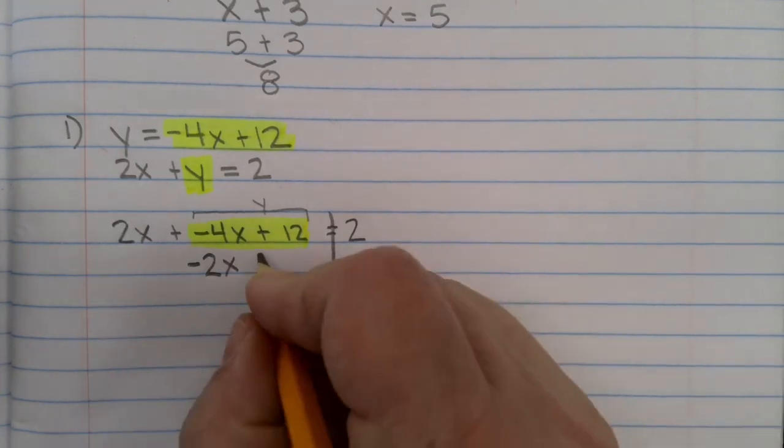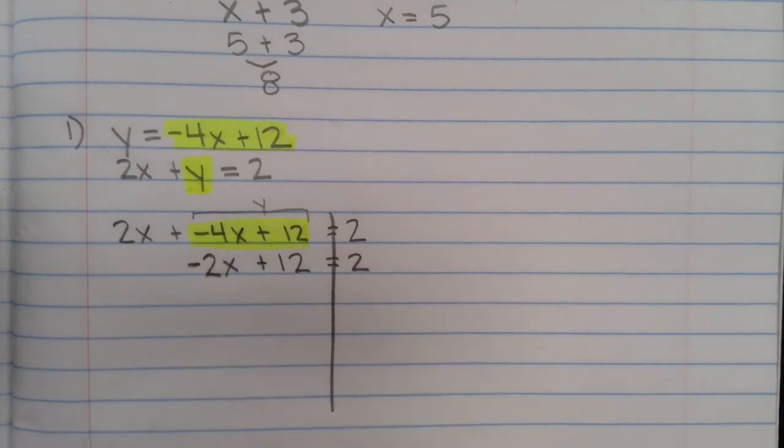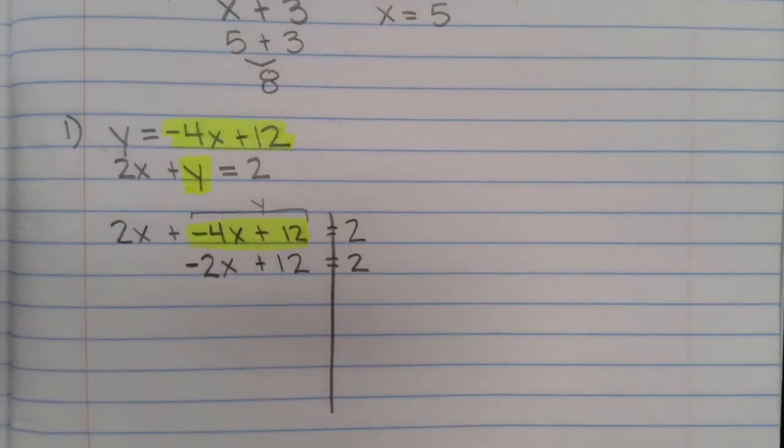Okay. We bring down that plus 12 equals 2. Now this should be our nice cozy sweatshirt that we like to wear. We should feel comfortable solving this. So if you want to work ahead, you can work ahead. Our goal is to get x by itself.